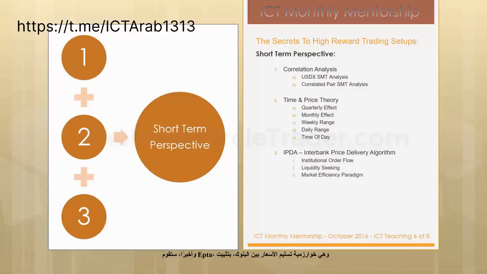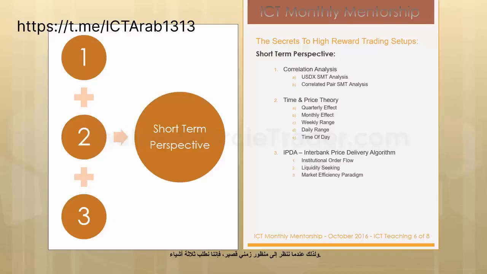And finally, IPTA, which is the interbank price delivery algorithm. We'll be nailing down institutional order flow. We'll understand, obviously, by looking at liquidity. We'll be looking at how the market seeks liquidity, and we'll be finishing up our perspective on the market efficiency paradigm.